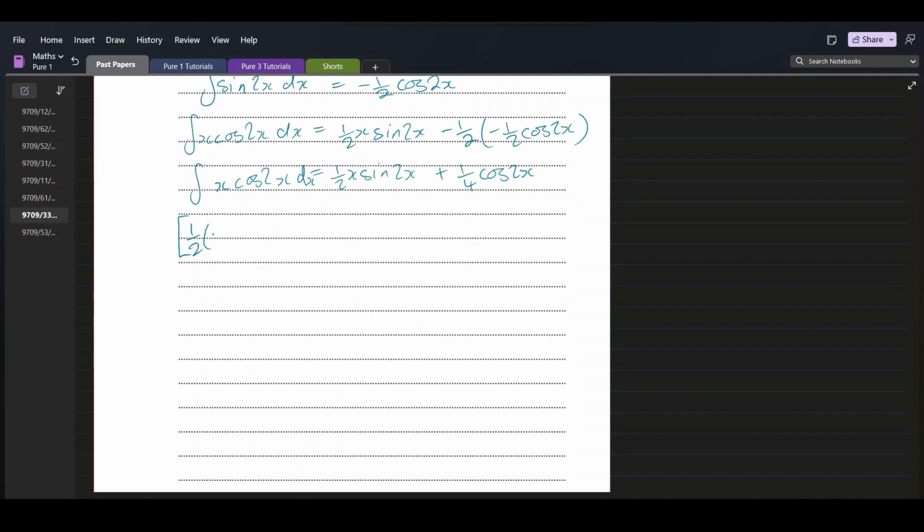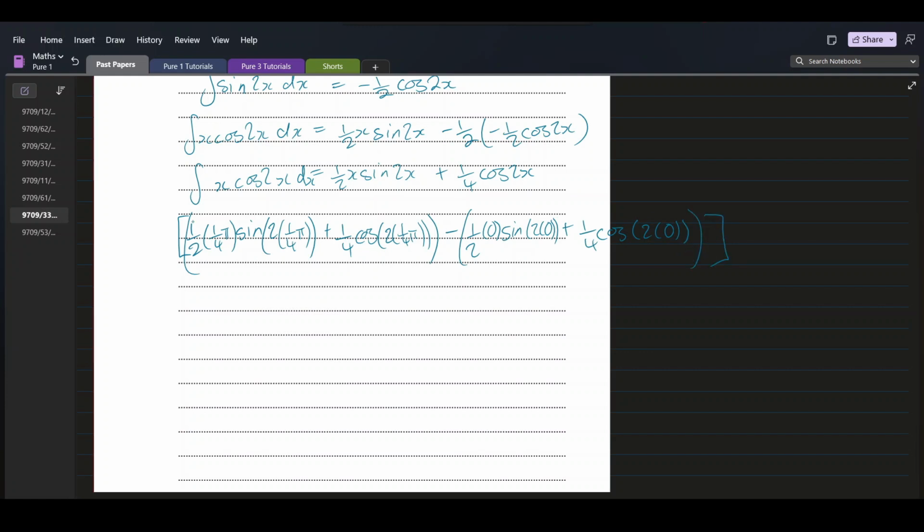So our upper limit is 1 over 4 pi. And so that's half times a quarter pi times sine 2 times a quarter pi plus 1 over 4 cos 2 times a quarter pi. Let's put brackets over here. Minus, let's substitute in our lower limit, that's half times 0 sine 2 times 0 plus 1 over 4 cos 2 times 0. And let's close our brackets.